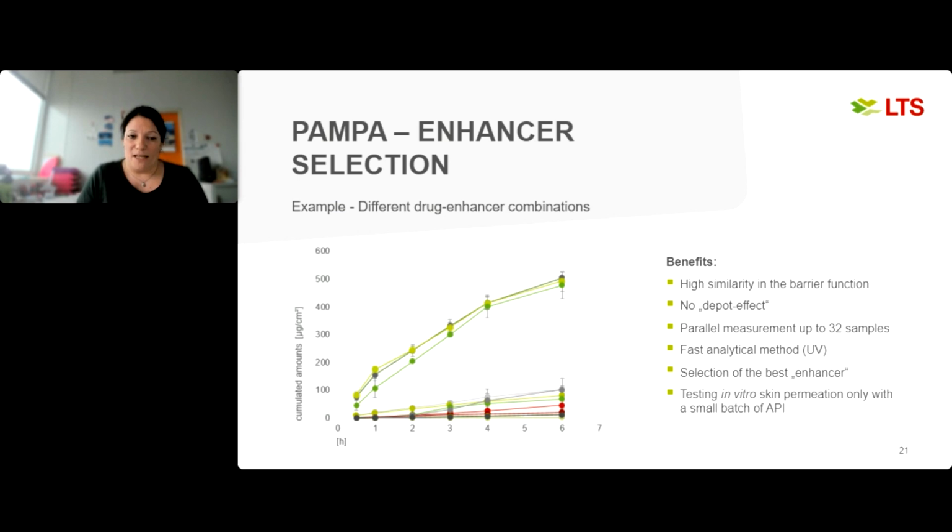This is a very easy example of how a PAMPA experimental trial can look, or what the profile of this PAMPA experimental trial is. So we have the possibility to screen 32 samples in parallel, and we can select, for example, the best enhancers from the PAMPA experimental trials. So we select here, for example, the best 3 enhancers with the highest permeation profiles we get in this experimental trial.